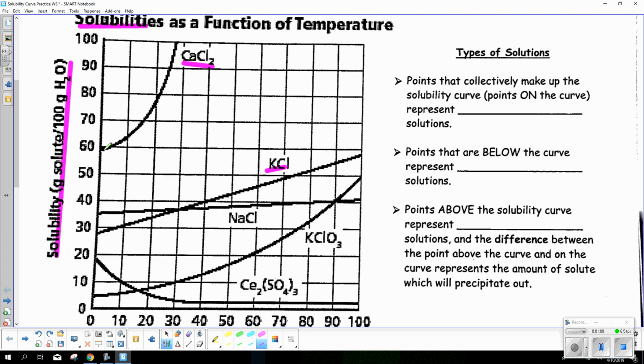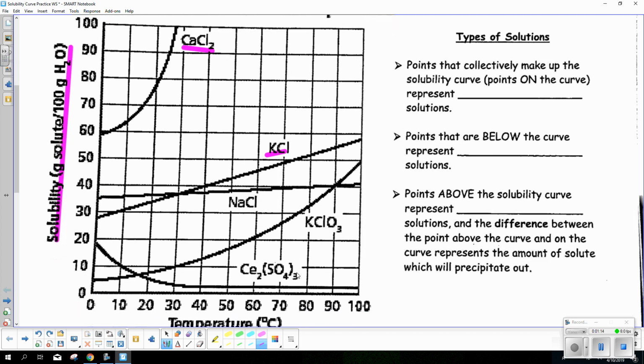Let's get a feel for the graph first. You can notice that most of these lines are increasing as you increase the temperature. That means there's going to be more solubility as you increase the temperature. There is one exception to that, and that's Ce2SO4. As you increase the temperature, you can see that the solubility, which is on the y-axis, decreases.